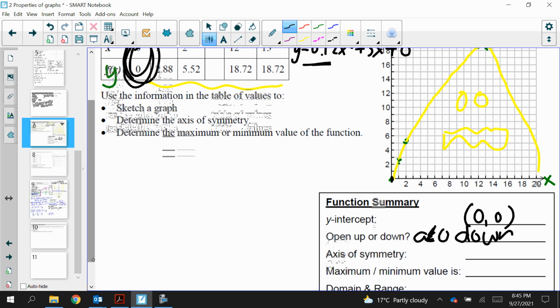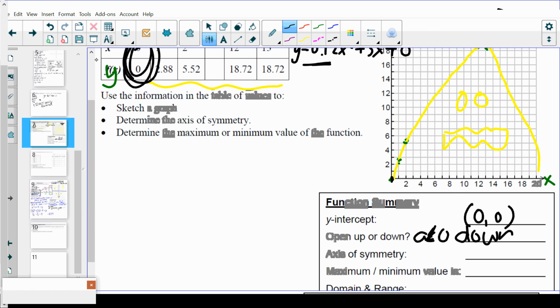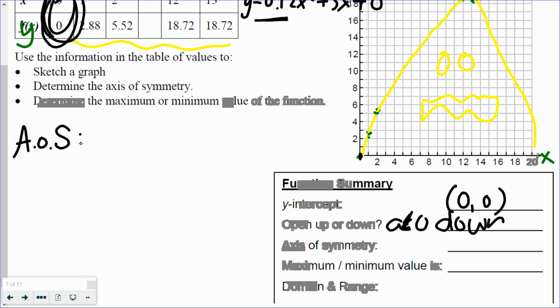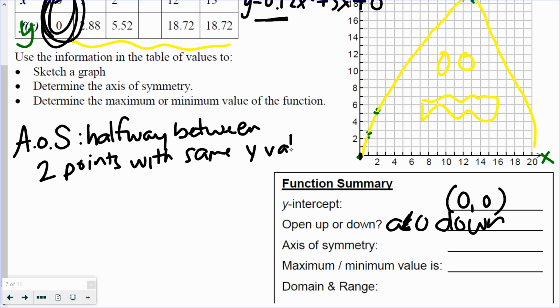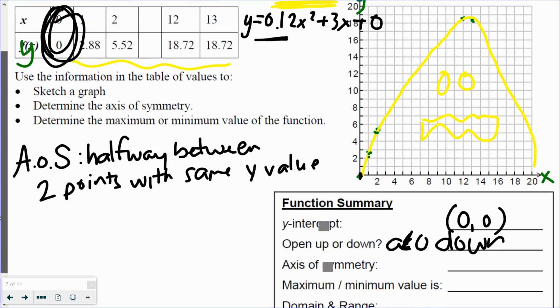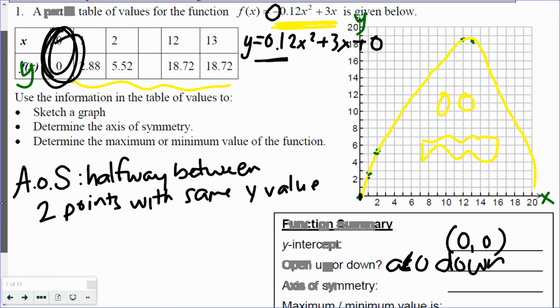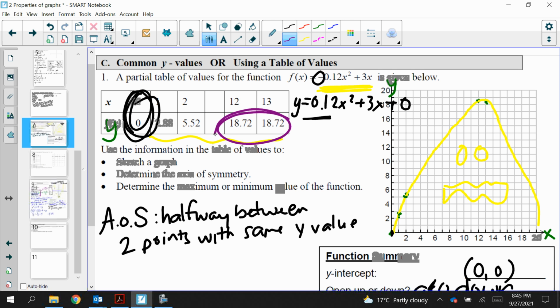Our axis of symmetry is going to be halfway between 2 points with the same y value, or along the same y value. So where that's going to come from in this one is this portion. They have the same y value of 18.72. You can also probably just tell by looking that it's going to be between that 12 and that 13.